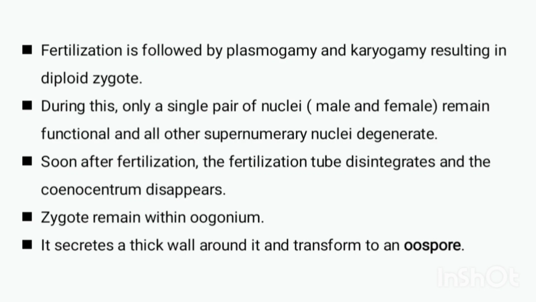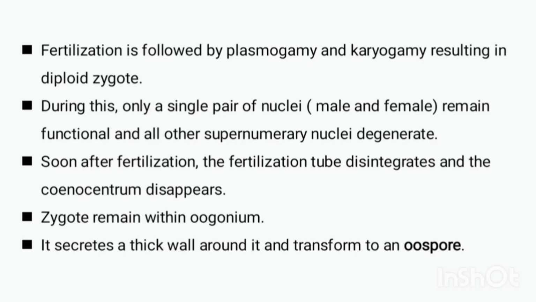Fertilization is now followed by plasmogamy and karyogamy, resulting in a diploid zygote. During this, only a single pair of nuclei remain functional and all the other nuclei degenerate. So during fertilization, only a single pair of nuclei, that is the male and the female nuclei, will become functional and develop into the zygote.